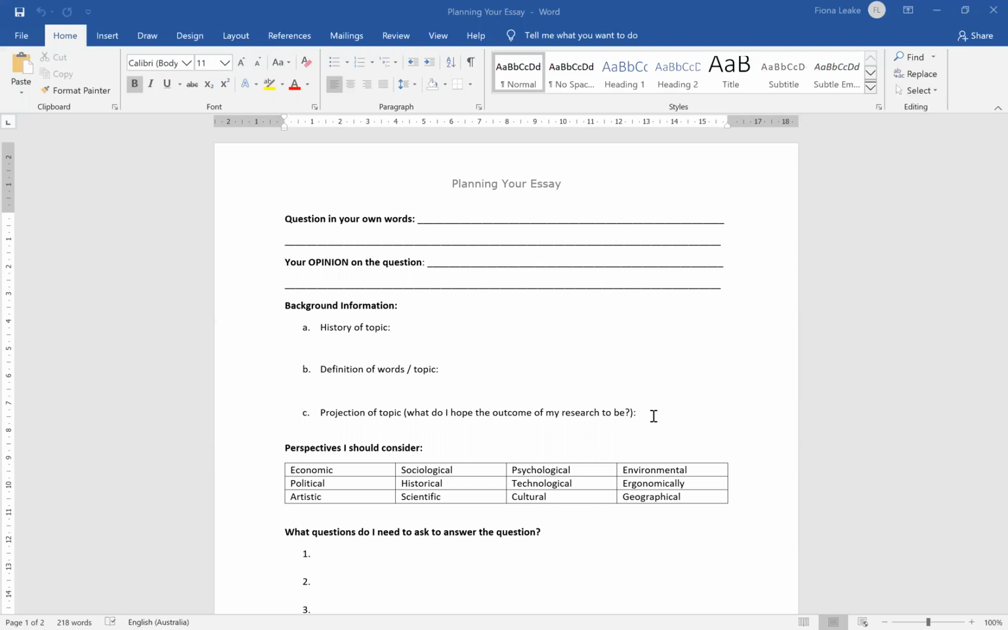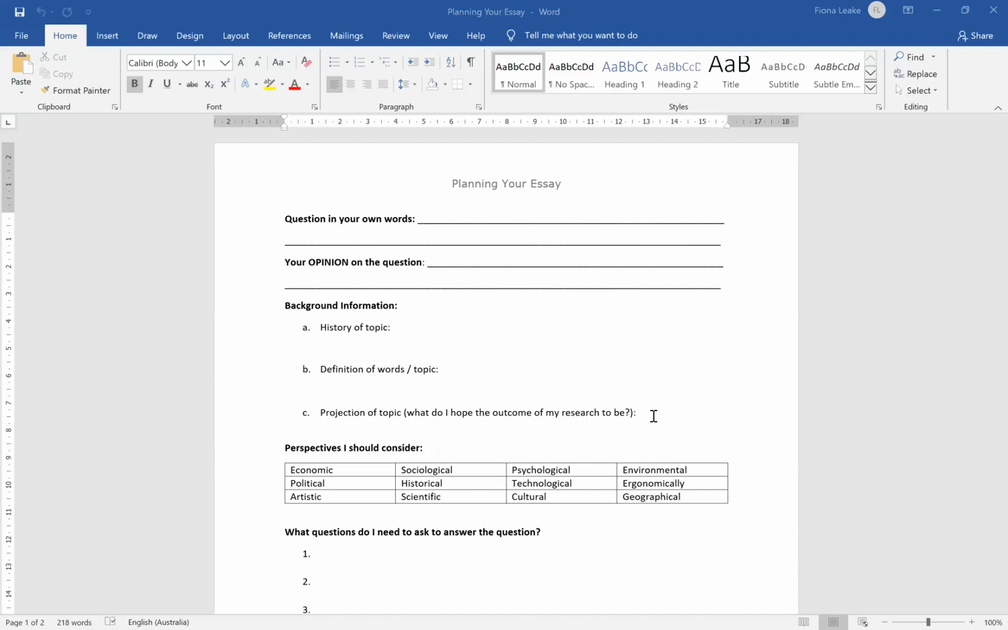Next, I'm going to put my opinion. So what do I think about the question? The reason that you want to put your opinion is, if you put your opinion, it makes you start caring about the essay, and that makes it easier to research. As you know, it's really difficult doing things that you're not interested in, doing things that you find boring. It's very difficult to motivate yourself. So I find this is a really clever way to get you interested and help motivate you to complete the work.